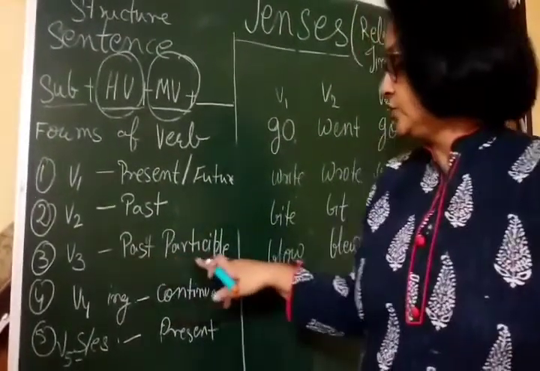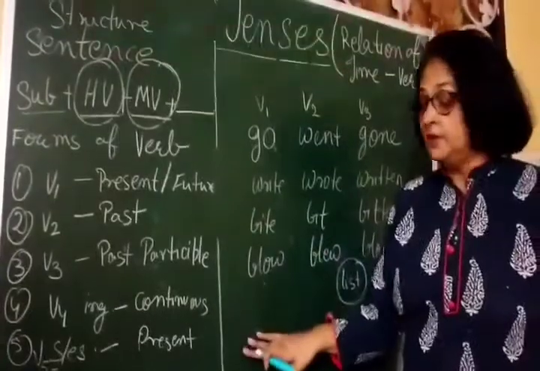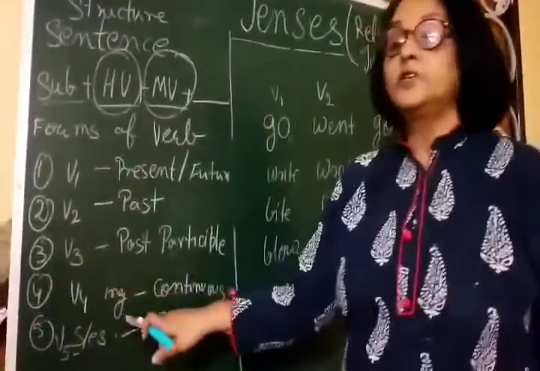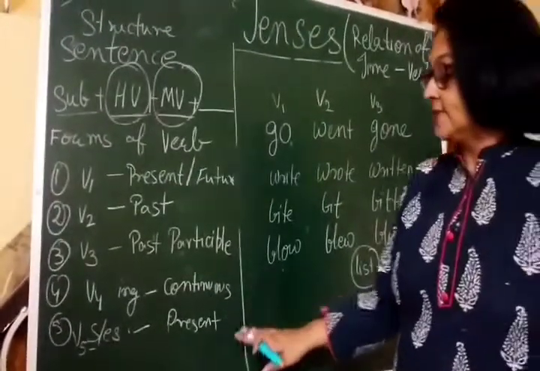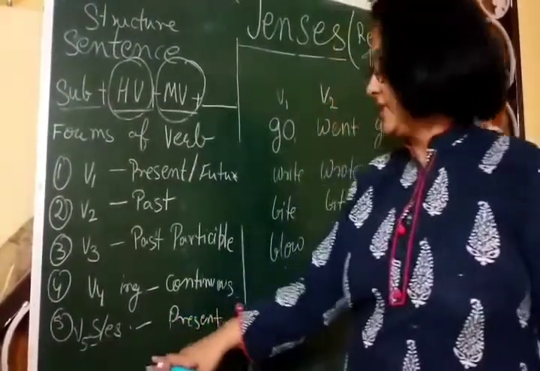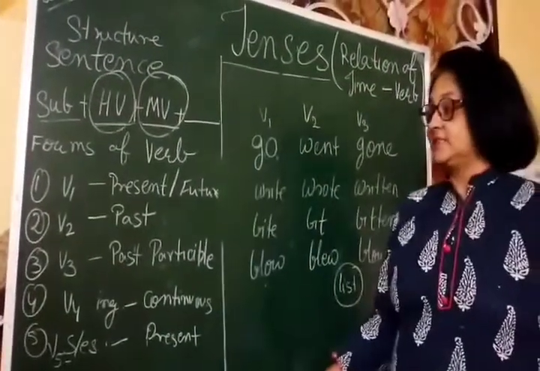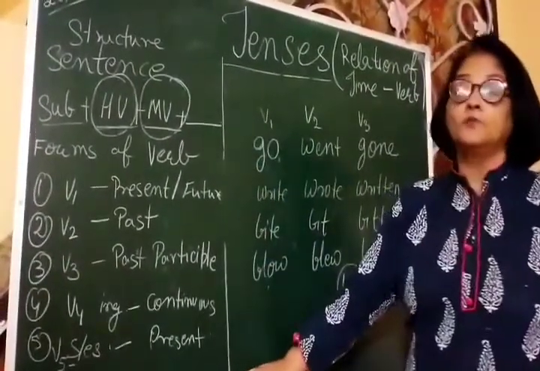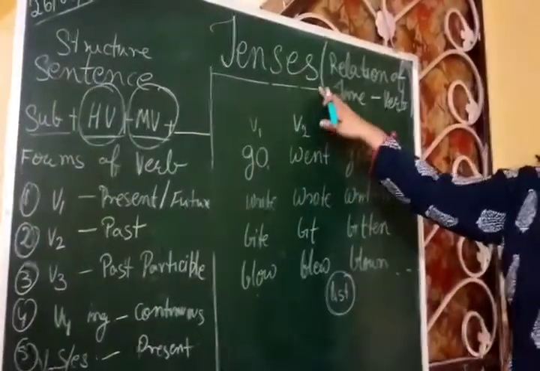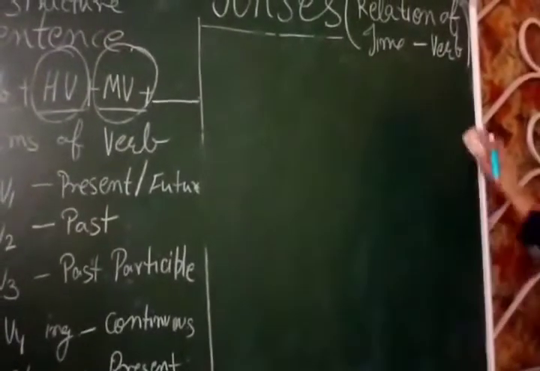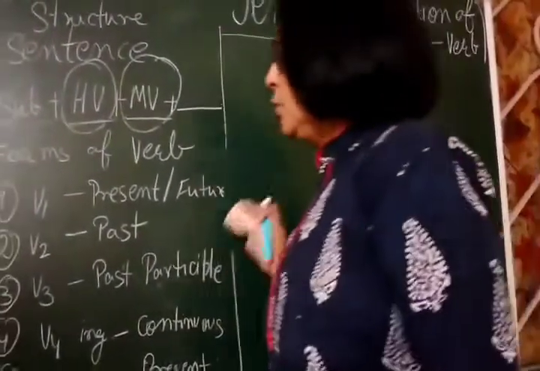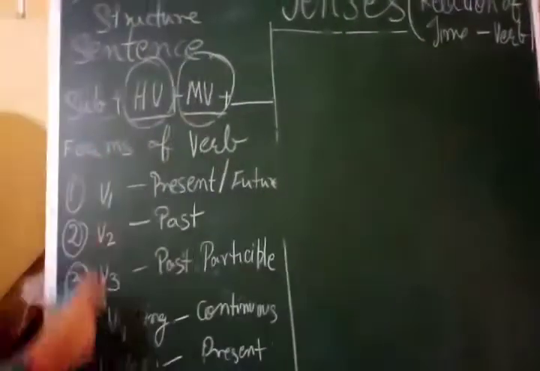Third form is used for past participle. Fourth form, denoting ing, is for continuous tense. And V5, that is S-E-S, is used for present tense. These are the 5 forms of verbs which we will be using when we start individually understanding the tenses. You can just go through these forms.